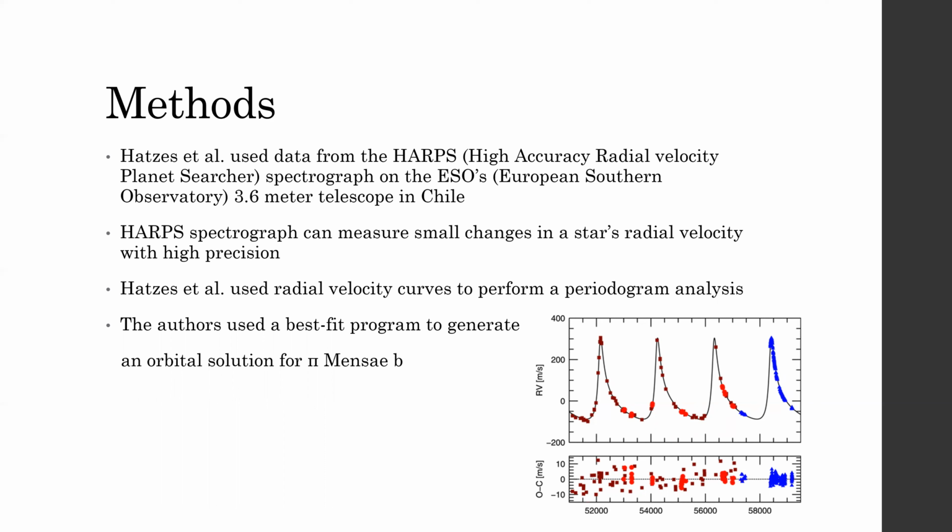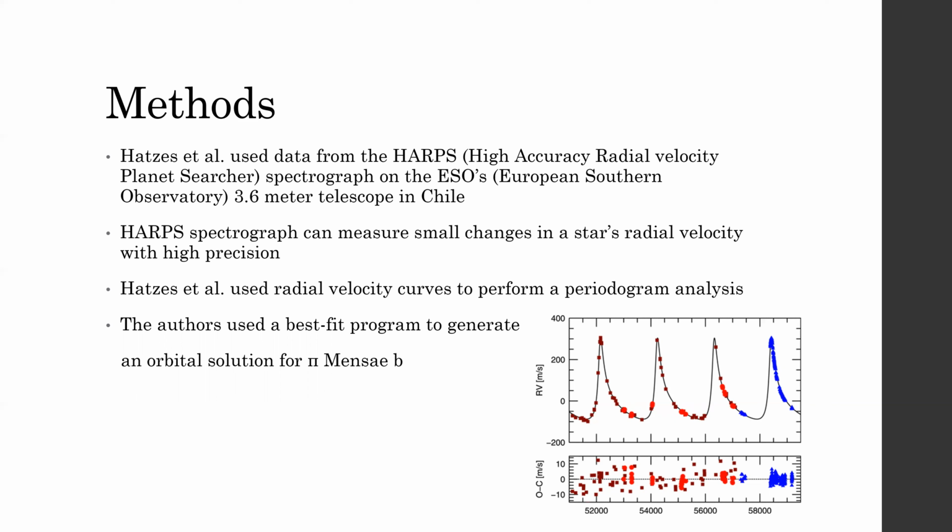Chile is a good place to observe because they have clear skies, and there's quite a few other telescopes situated there as well. And they use the HARPS spectrograph because it can measure really precise changes in a star's radial velocity. And as we talked about for the RV method, that's really important. If we can detect those minute wobbles in the star, we can infer that there's a planet there. So the HARPS spectrograph is an important tool in the search for exoplanets.